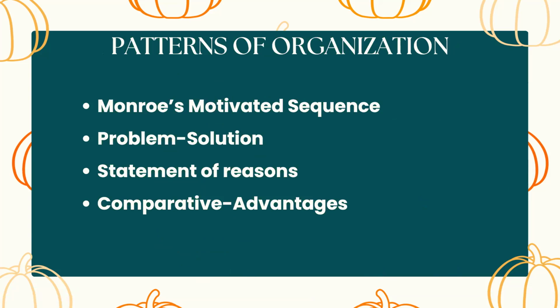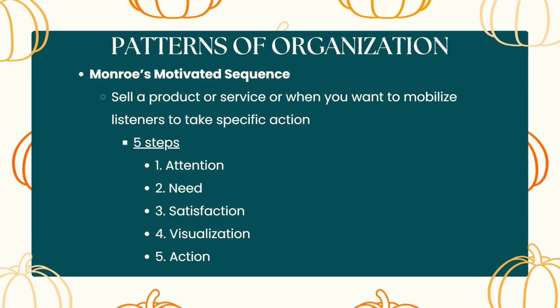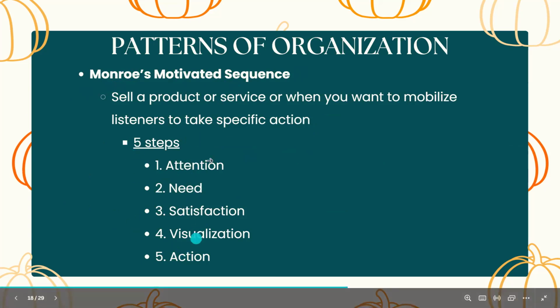Next is patterns of organization. So we have Monroe's motivated sequence, problem solution, statement of reasons, and comparative advantages. The first one is going to be like our pitch speech. And then for the last ones, these will be some organizational patterns that you can use as well. We've gone over this a billion times, but Monroe's motivated sequence is used to sell a product or service, or when you want to mobilize listeners to take specific action. And again, remember those 5 steps in that order.